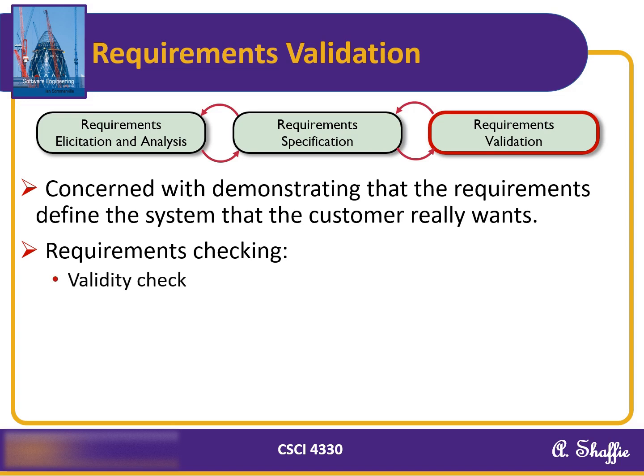Validity. We need to ask ourselves, does the system provide the function that best supports the customer's needs? Consistency. Are there any conflicting requirements? Completeness. Are all functions required by the customer included? Did we include in the requirement specification document all the user requirements that we agreed on during the requirement elicitation meetings?